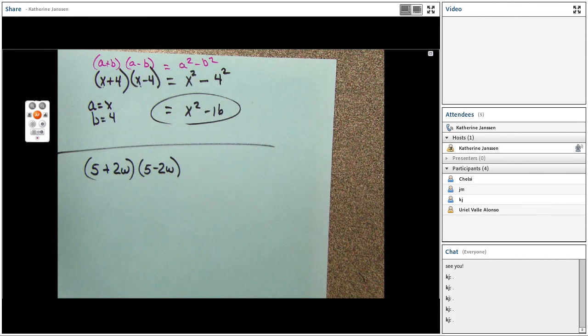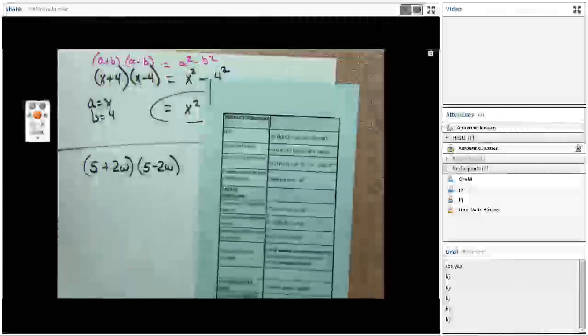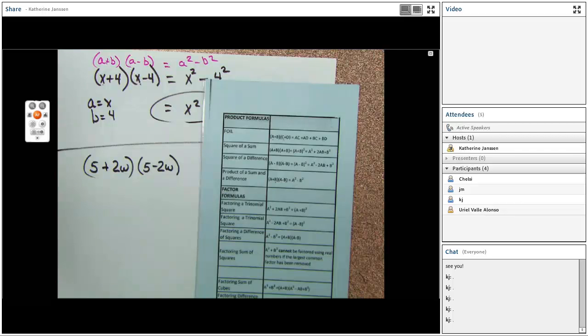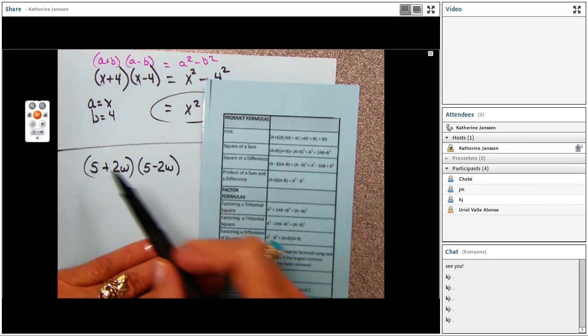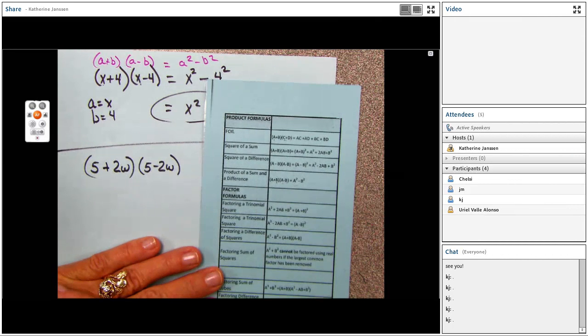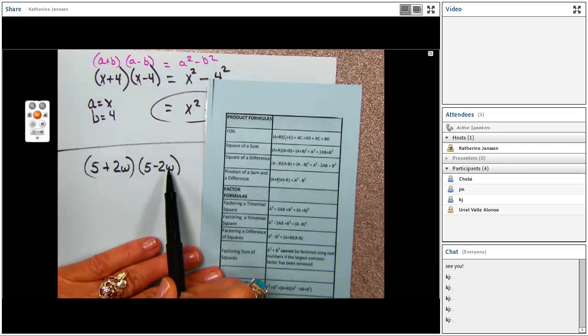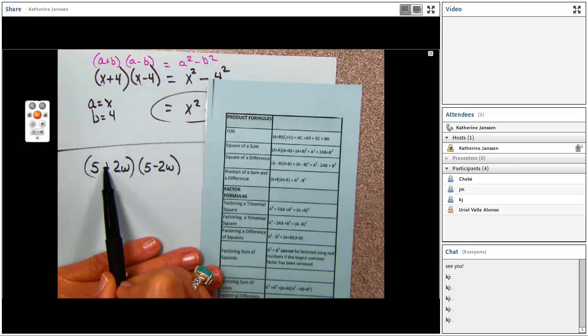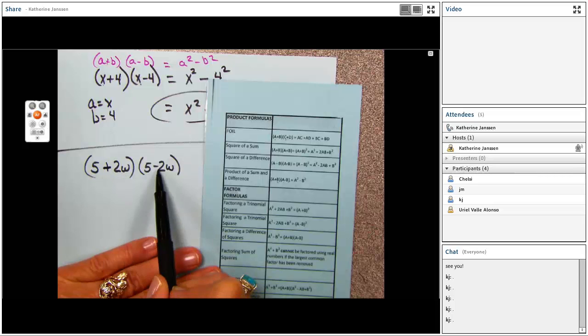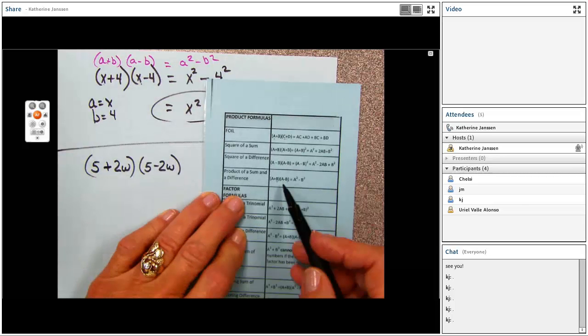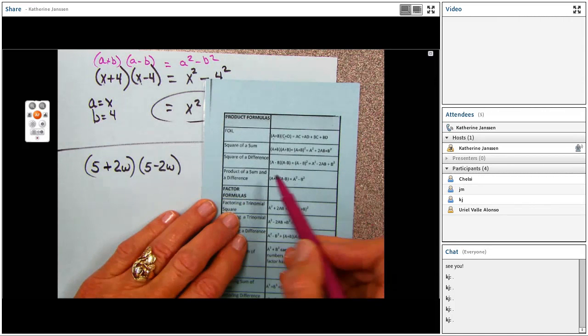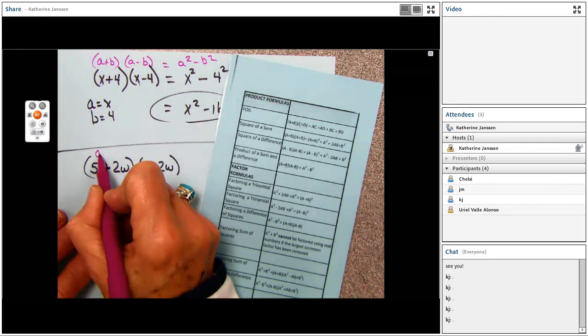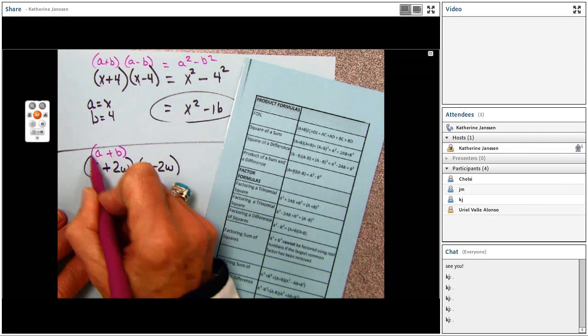Oh, I have a binomial times a binomial. I'm going to get out my blue card because I'm learning that there's special product rules for the product of two binomials. Are the first two terms the same? Yes. Are the last two terms the same? Yes. I have the product of a sum and a difference, so I'm going to use my recipe for the product of a sum and a difference. I'll just lay my recipe, my form, right over the top.